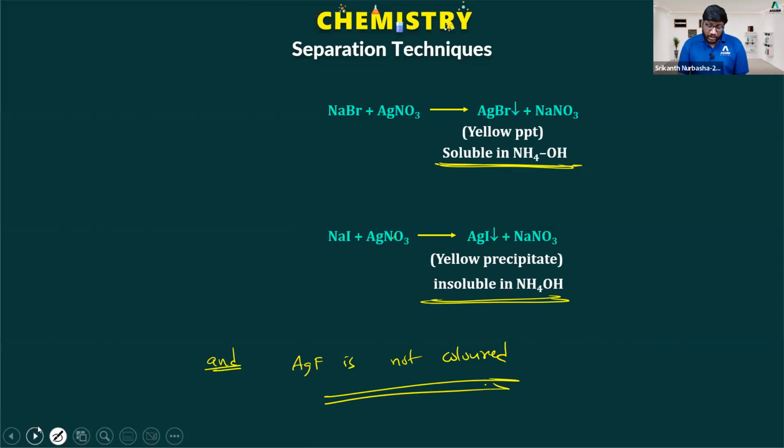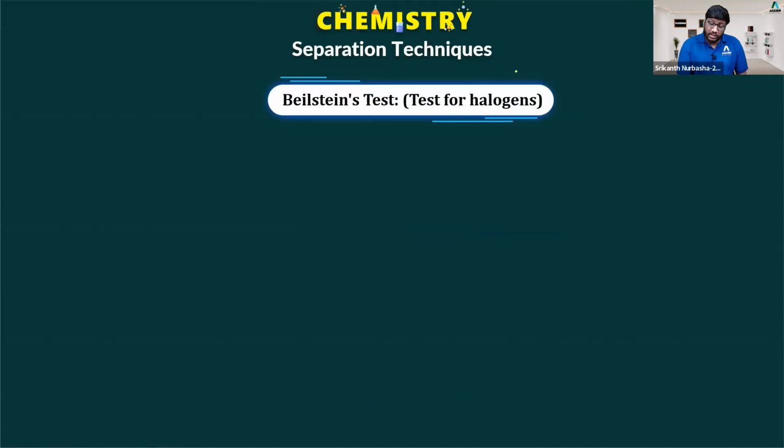And the next test for halogen: this is the Lassaigne's test only, but we can also have other tests for halogens, which is nothing but the Beilstein test. Anyone knew what is Beilstein test?